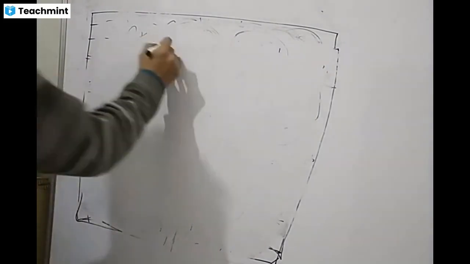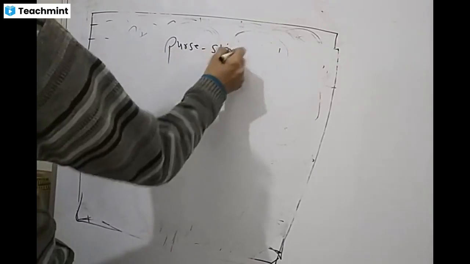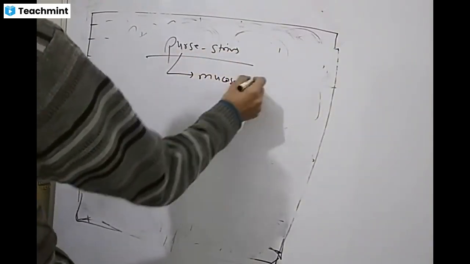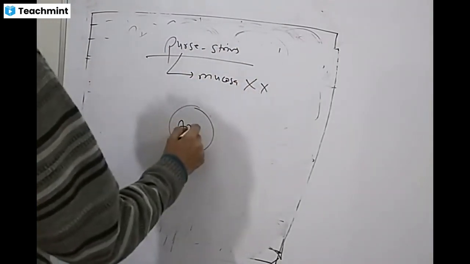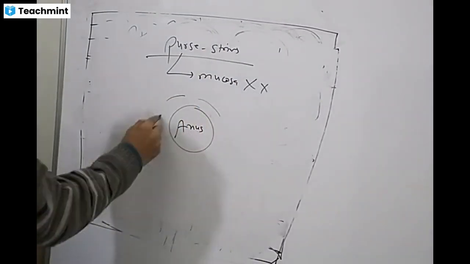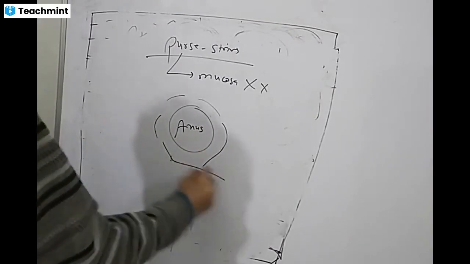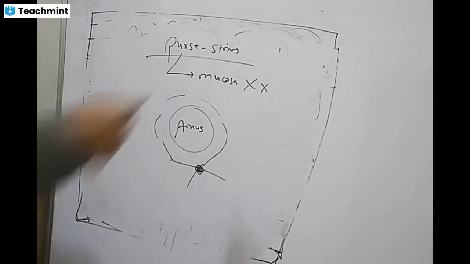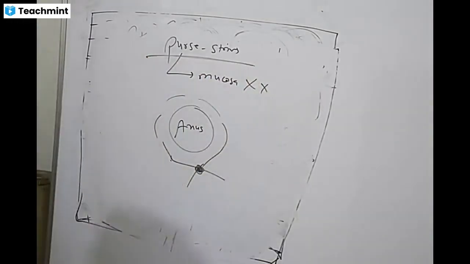After Parker-Care, there is one commonly used suture, the bursting suture. Normally, in this case, mucosa is not involved. This is the anus, and around the anus we take the suture in circular fashion, and at the end we tie. So to close the anus opening, we apply bursting suture.